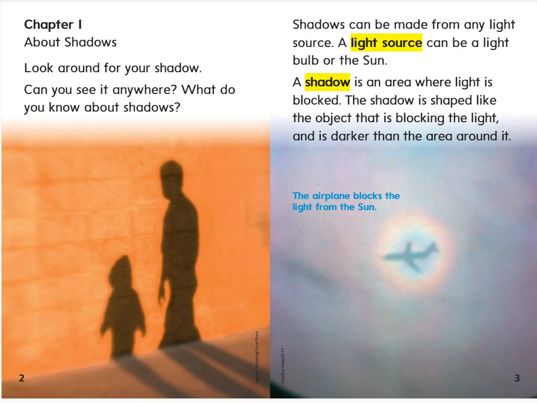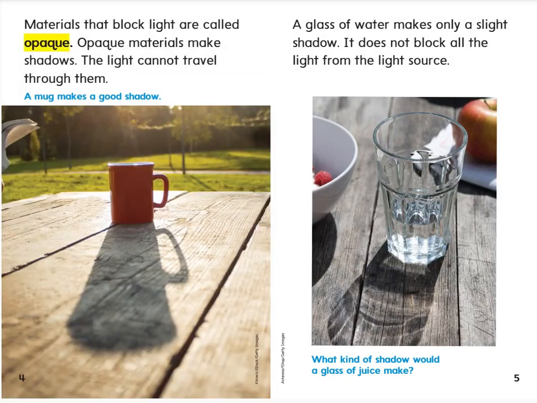The airplane blocks the light from the sun. Materials that block light are called opaque. Opaque materials make shadows. The light cannot travel through them. A mug makes a good shadow. A glass of water makes only a slight shadow. It does not block all the light from the source. What kind of shadow would a glass of juice make?